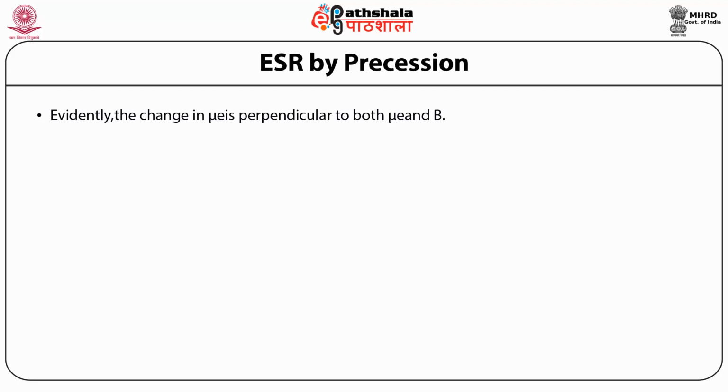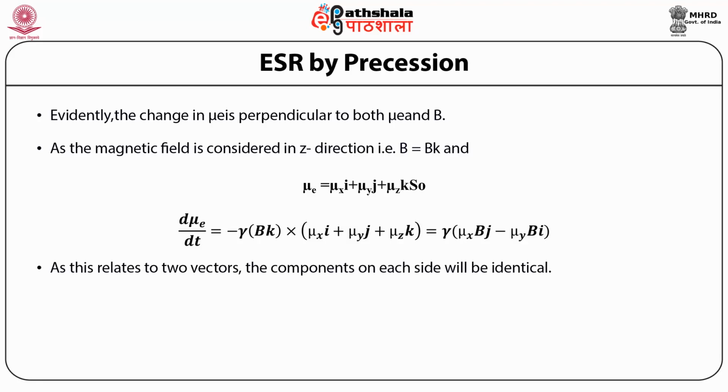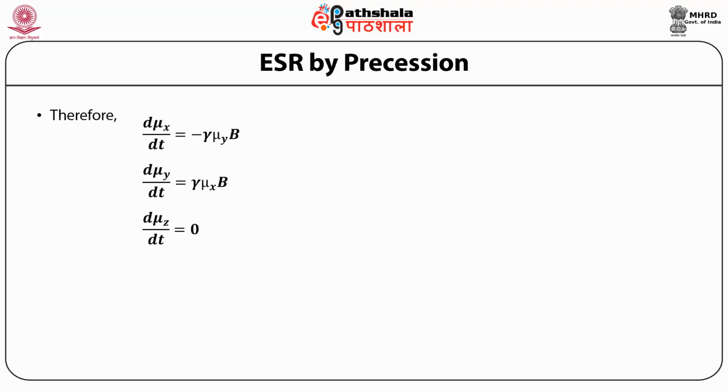Evidently, the change in mu_e is perpendicular to both mu_e and B. As the magnetic field is considered in the Z direction, that is B equal to B k, where k is the unit vector, and mu_e is written as mu_x i plus mu_y j plus mu_z k, so that d mu/dt is equal to minus gamma B k cross (mu_x i plus mu_y j plus mu_z k), equal to gamma (mu_x B j minus mu_y B i). As this relates to two vectors, the components on each side will be identical. Therefore, d mu_x/dt is equal to minus gamma mu_y B, d/dt of mu_y is equal to gamma mu_x B, and d/dt of mu_z is equal to 0.